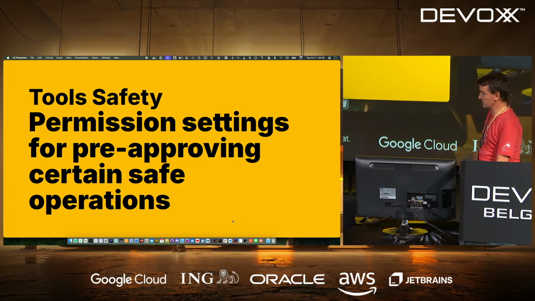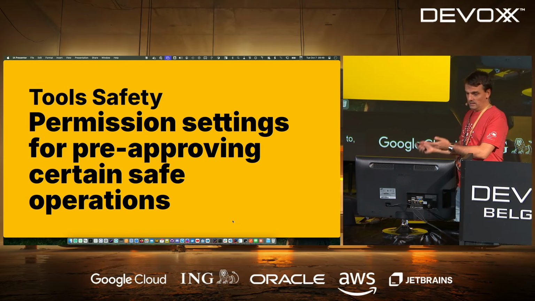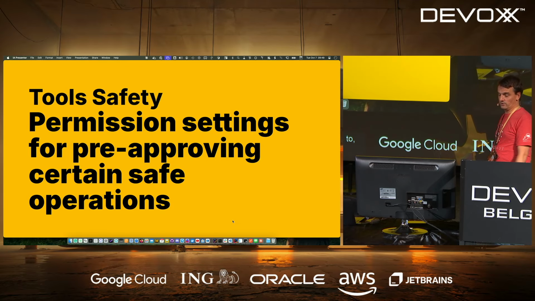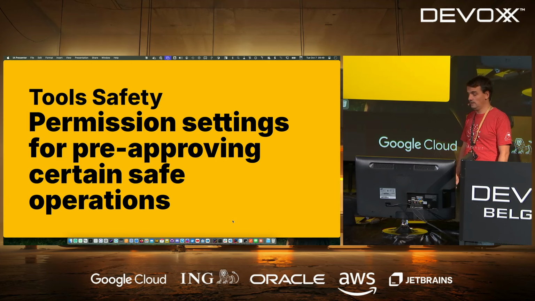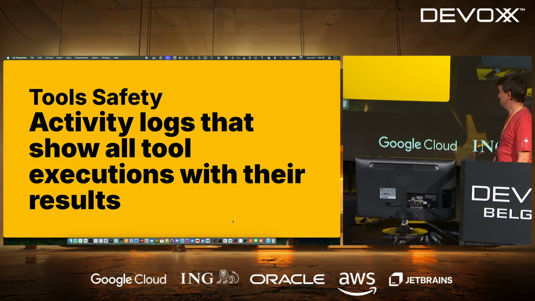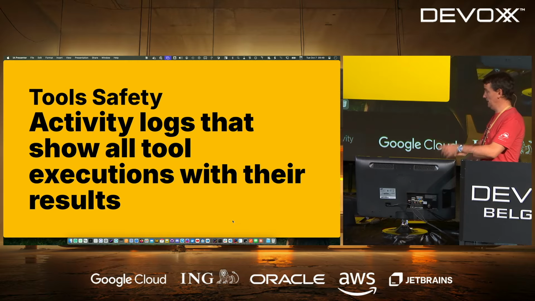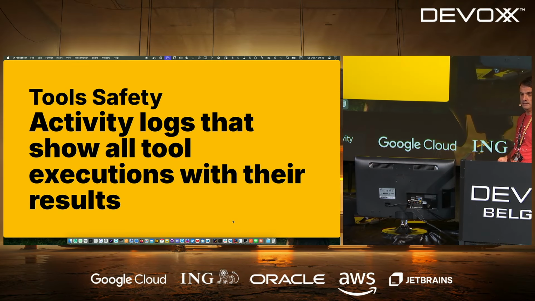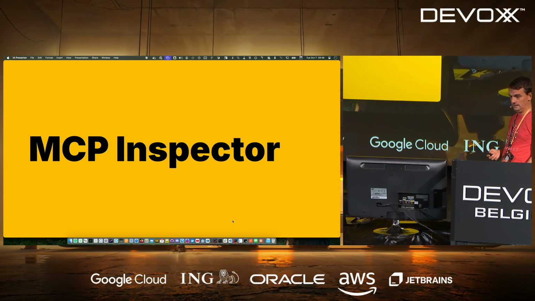There are some toggles where you can set pre-approved tools to be safe. So for example, the Micronaut MCP server that I'm going to show you is kind of a documentation server. It is not going to do anything harmful, so I could pre-approve those. They also tell you to show activity logs, so that you'll see tool execution, as I told you. We're going to see this in the demos.